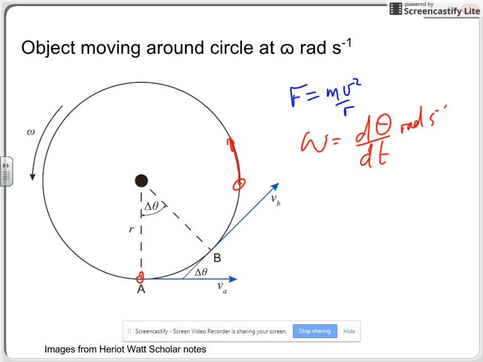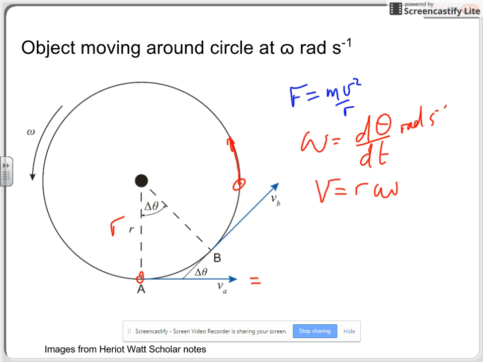And if it's going at a radius r, then the linear velocity v is related to the angular velocity how? What's the connection between the two? If something's moving at a radius r away from the center and it's doing omega radians per second, how is omega related to the linear speed? Yeah, so it's the radius times the omega. So the linear speed v is r times omega.